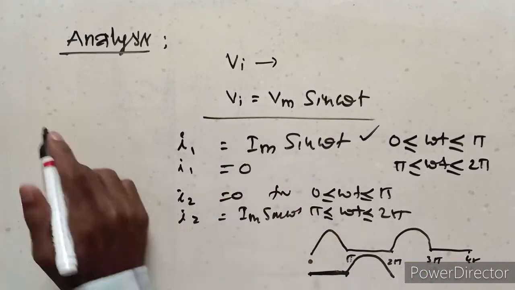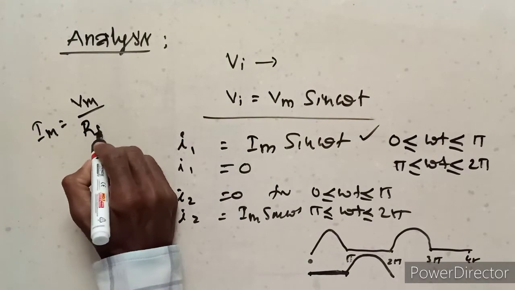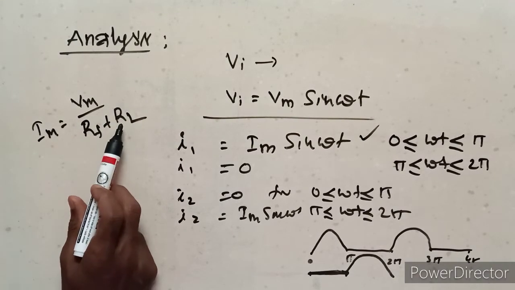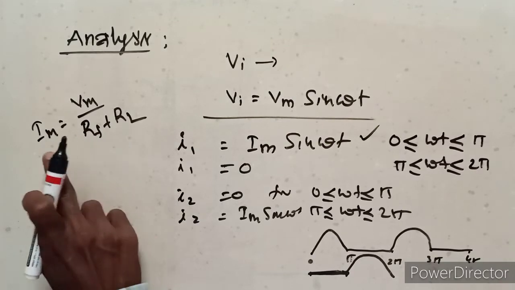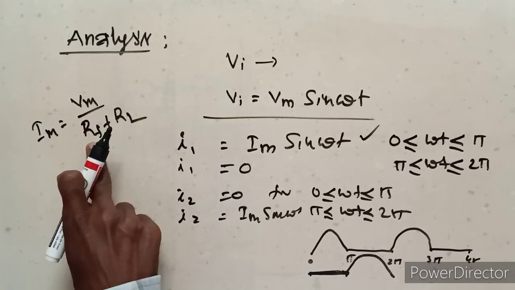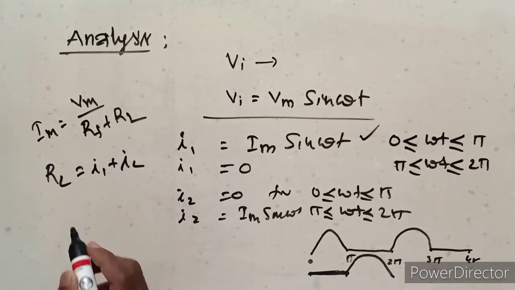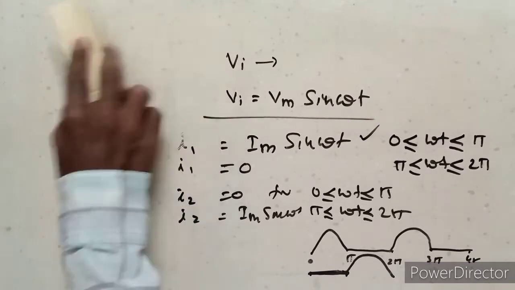Here Im, the maximum current, equals Vm upon Rf plus RL, where Rf is the forward resistance and RL is the load resistance. So Im equals Vm upon Rf plus RL. Here the load current equals I1 plus I2. Next we have to find the parameters of the full wave rectifier.